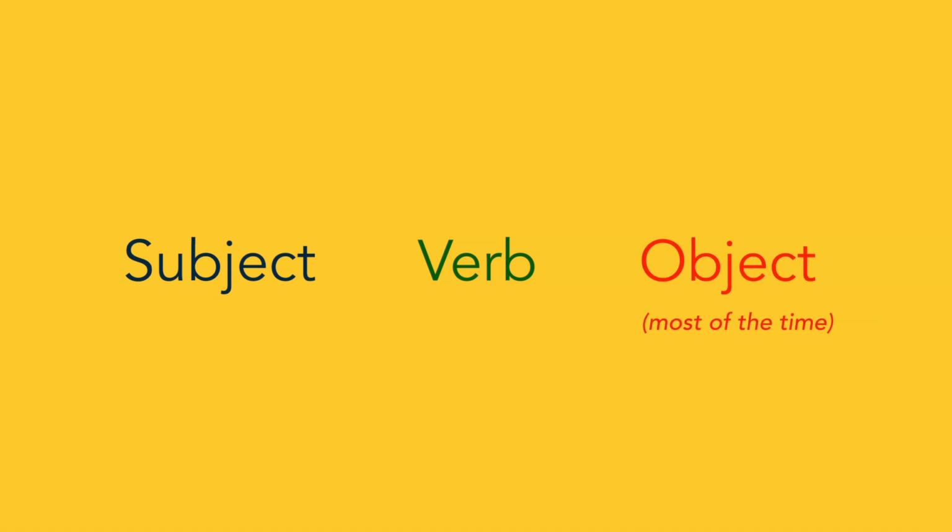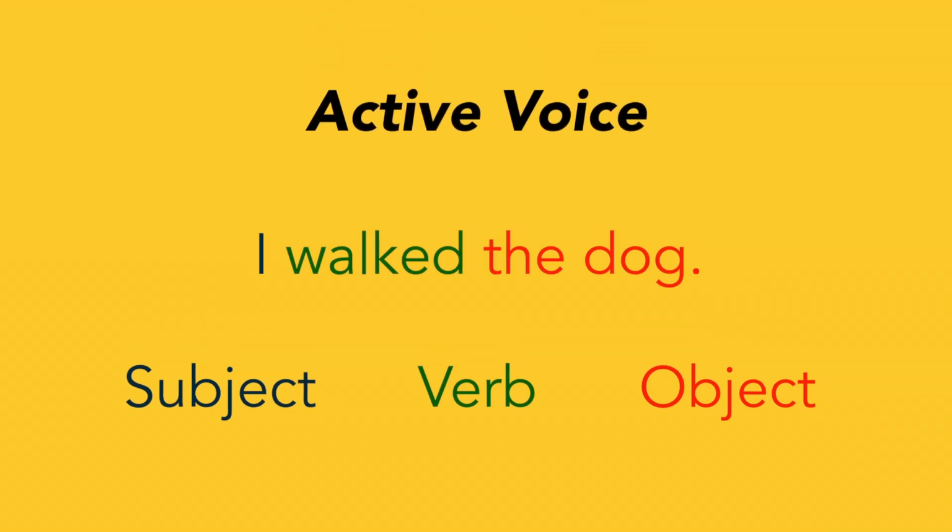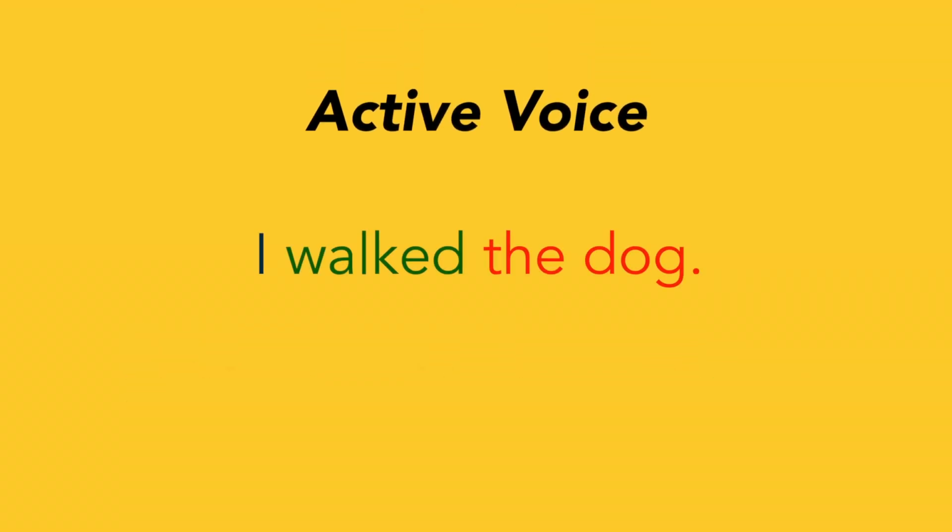Today we're going to be talking a bit about active versus passive voice. You probably know that every sentence has a subject, a verb, and an object. When a sentence is in subject-verb-object structure, for example, I walked the dog, it's in active voice. In an active voice sentence, the subject is the doer of the action and the object is the receiver. In this sentence, I am the doer and the dog is the receiver of the action walk.